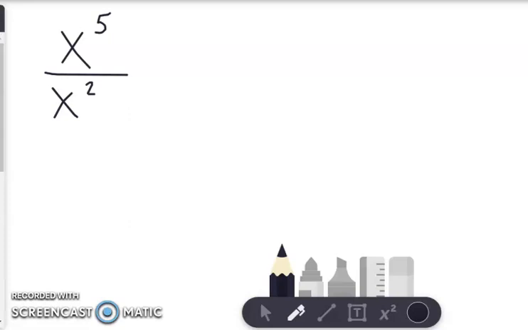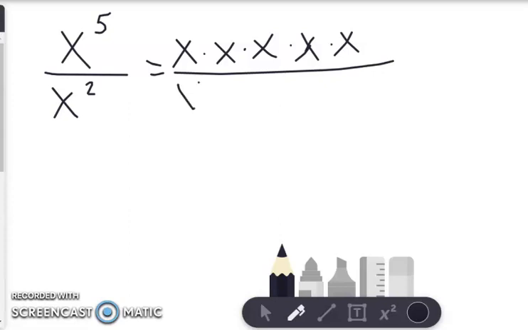All right, today we are going to divide terms with exponents. So let's say we have this one. X to the power of 5 means x times itself 5 times. On the bottom, we have x squared, which is x times itself 2 times. Any number divided by itself is 1, so I'm going to get rid of an x on top and an x on the bottom because together that is 1.